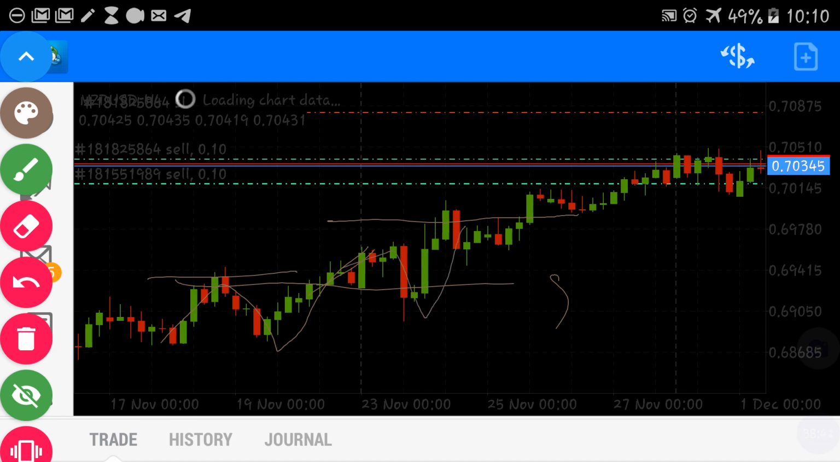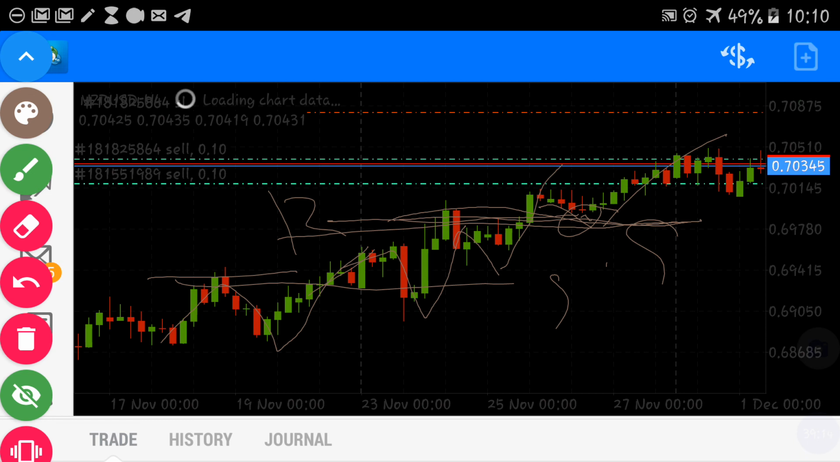It bounces off of this resistance. It bounced down, then it breaks it up. This former resistance now becomes support. Now price retraces back and touches it. If we had to use a real life line, we'd notice that the line matches perfectly and it bounces off of this place and trends up. This is a real market illustration. This is how market movement is.